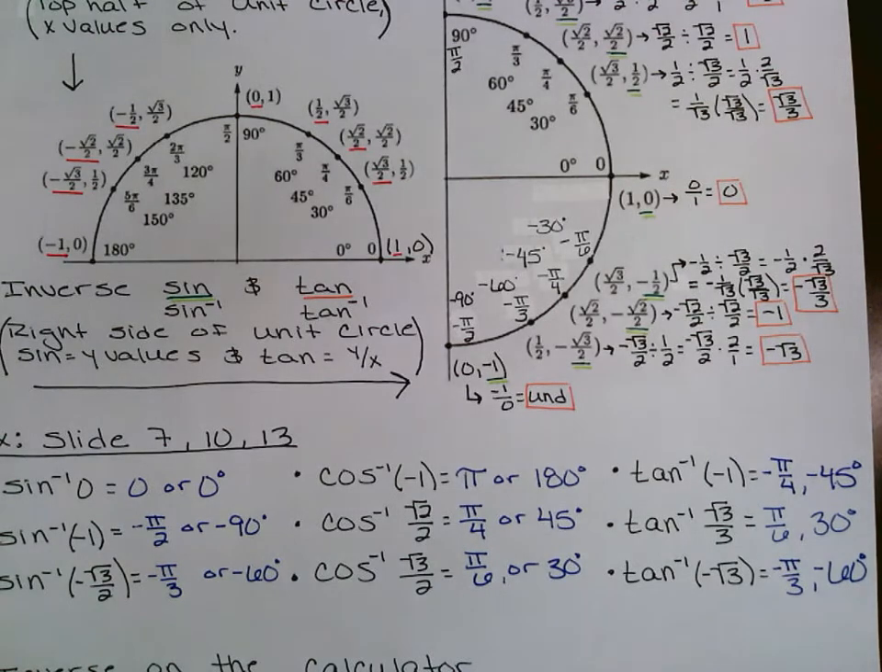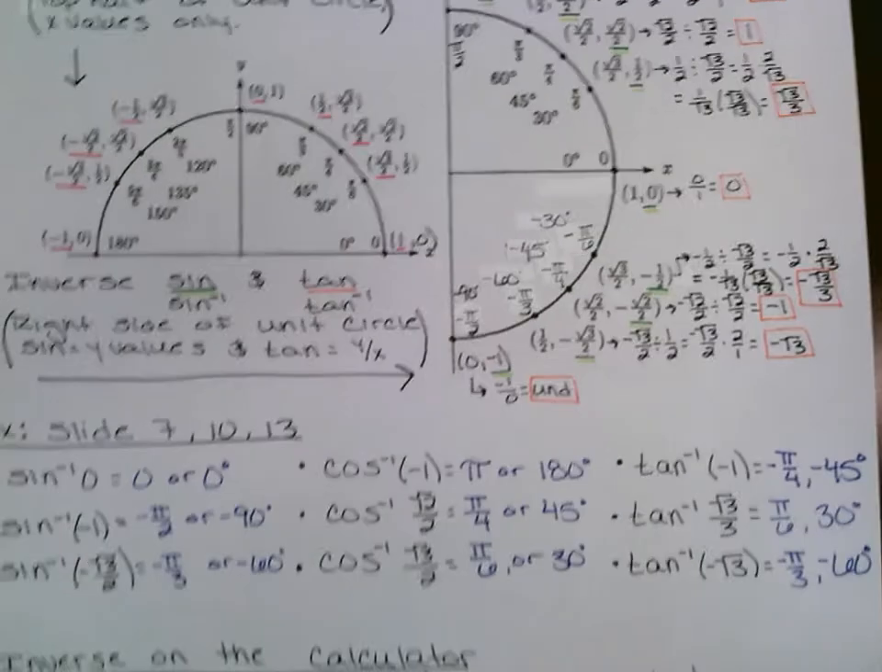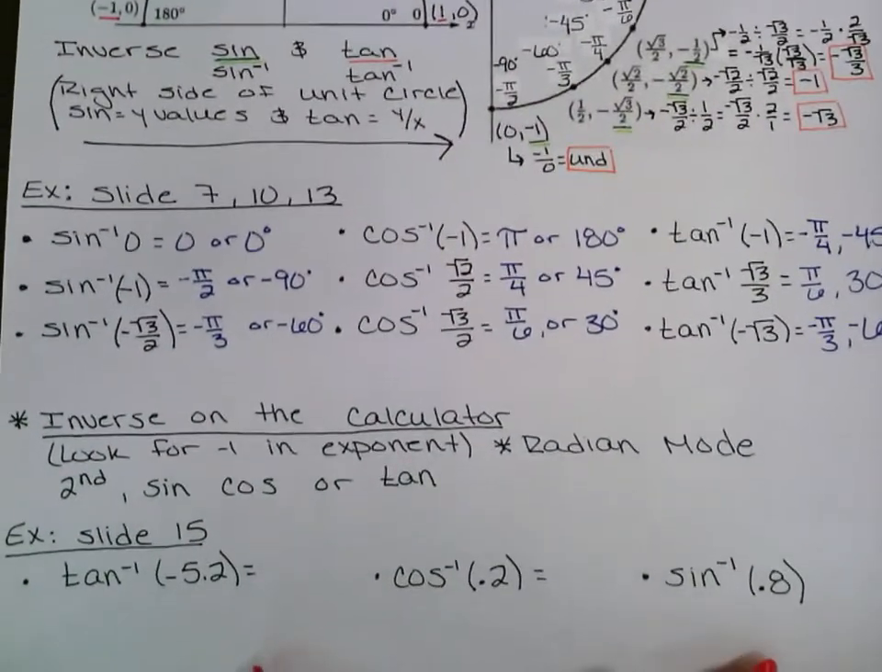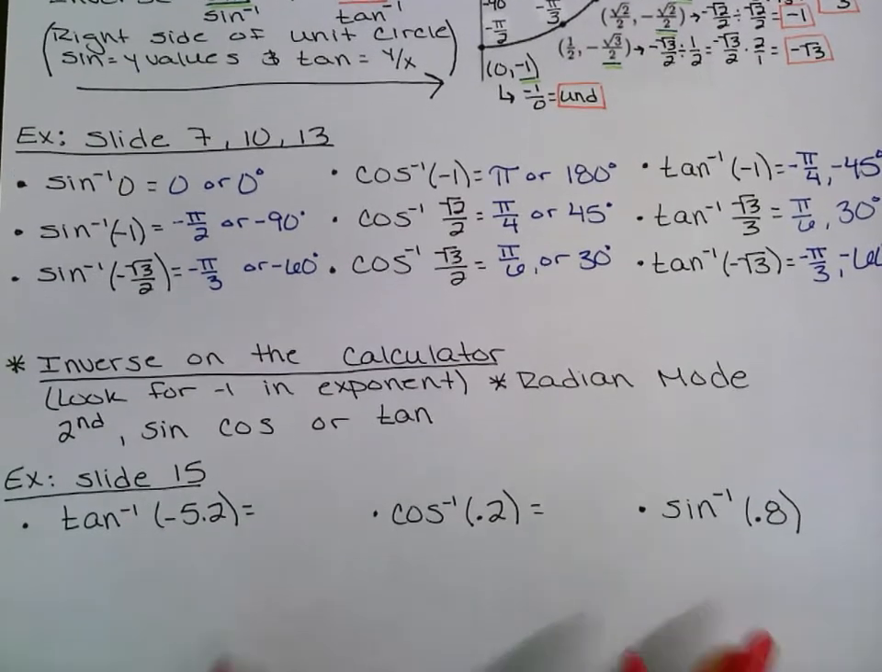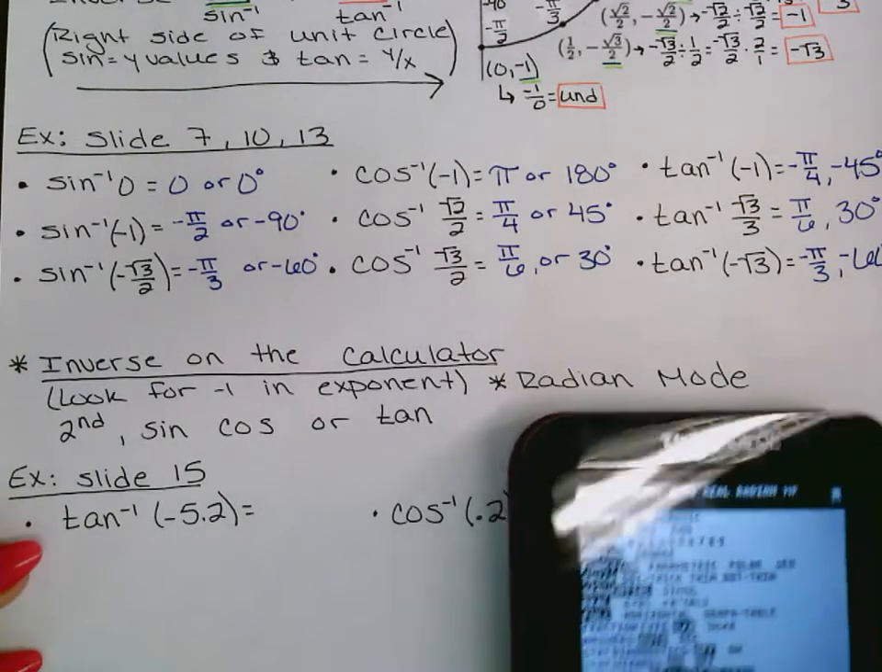All right, so the next question should lead you to what happens if the value is not on the unit circle. And that's when you are allowed to use your calculator. So take a minute, take out your calculator, write those notes. In our calculators, we are going to look for the little negative 1 in the exponent. Make sure your calculator is on radian mode.